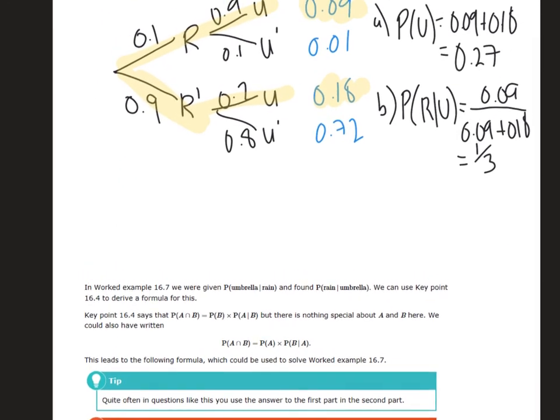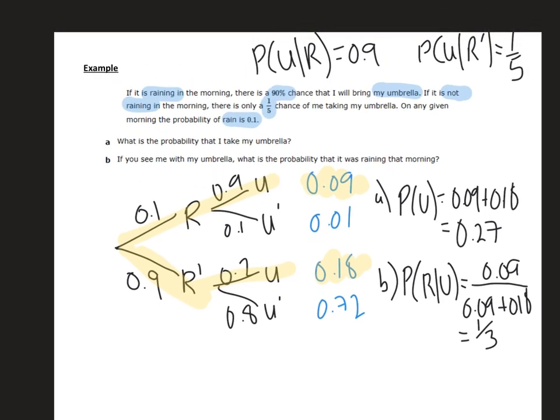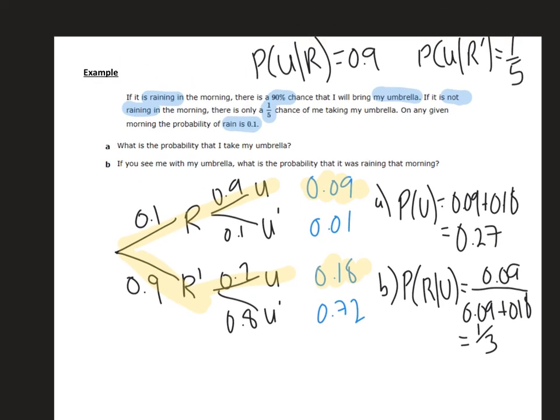Yeah, so that seems to happen a lot in questions. They like giving you where they ask you to do one thing and then ask you to use that to do a conditional probability after it.